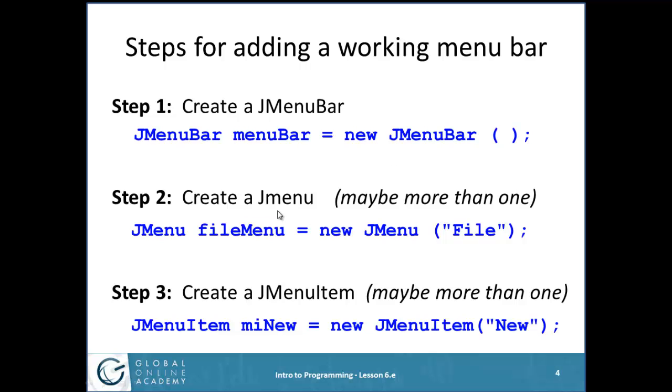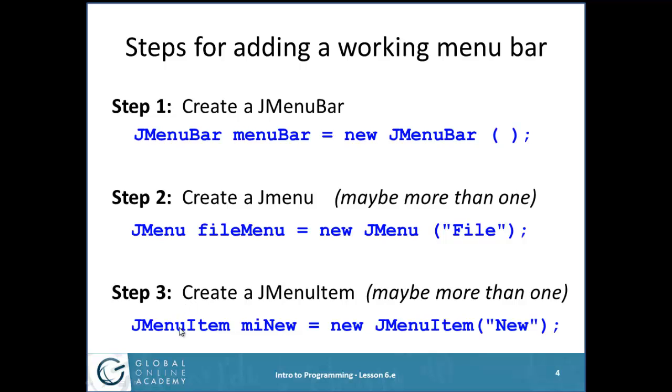Now I create that bunch of menus. For each one, I create a variable or an object of type JMenu. So, say in that Eclipse example, I'd have JMenu file menu, which is a new JMenu that has the text file. That means the word file would show up as one of the choices in my menu bar. And I might do this 2 or 3 or 5 times.